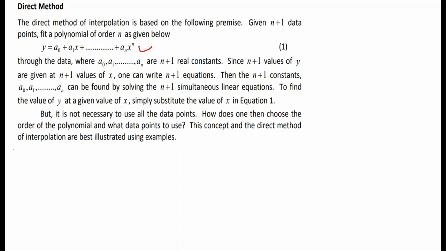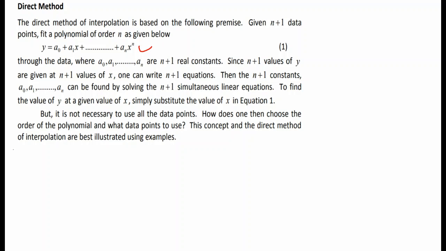Since n plus 1 values of y are given at n plus 1 values of x, one can write n plus 1 equations. Then the n plus 1 constants, which are a0, a1 out to an, can be found by solving the n plus 1 simultaneous linear equations. To find the value of y at any given value of x, simply substitute the value of x into equation 1. Okay, so let me explain this to you.